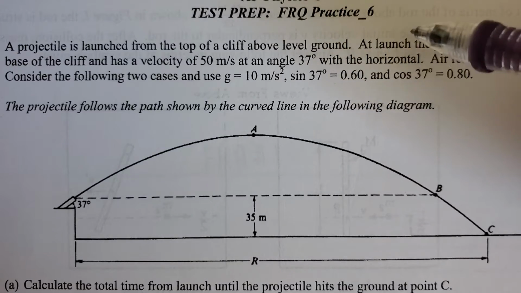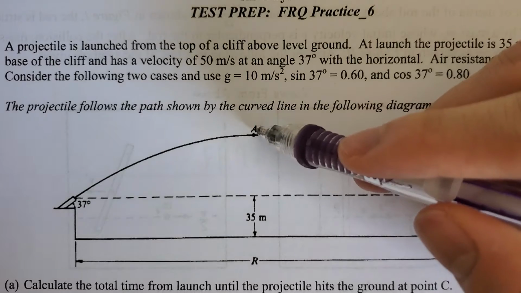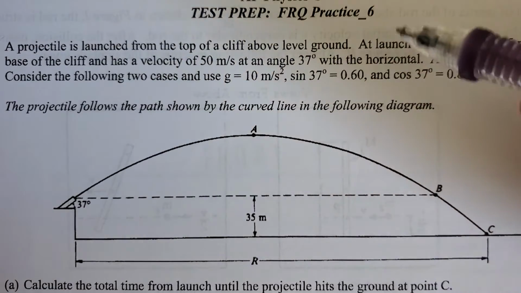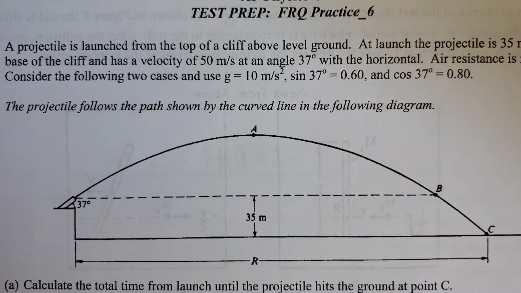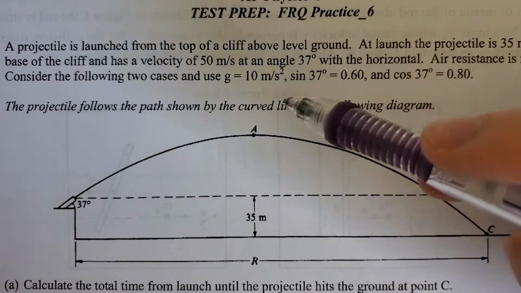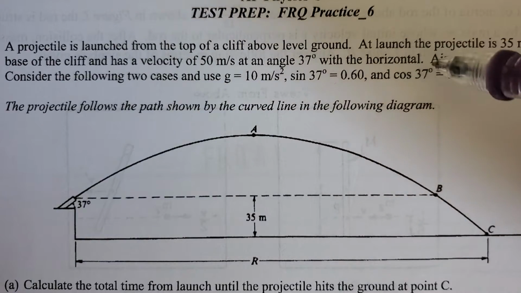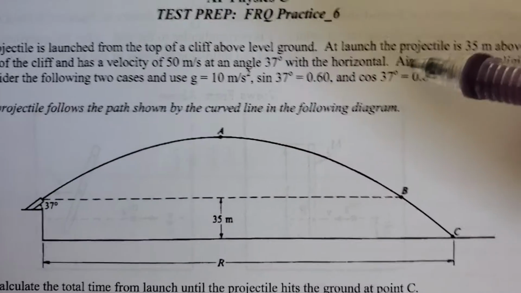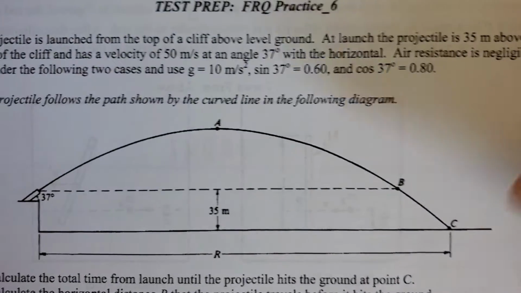In the diagram, we are given different points of the flight, A, B, and C, and we are also told in this problem to use 10 meters per second squared for g, 0.6 for sine of 37, and 0.8 for cosine of 37.